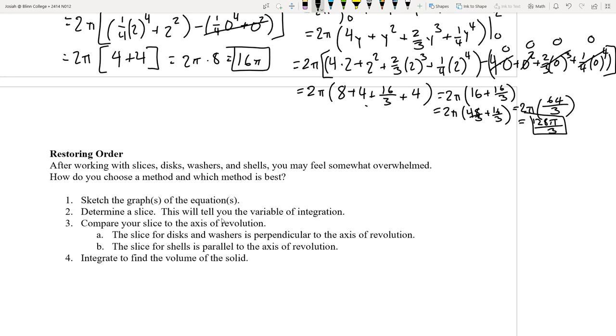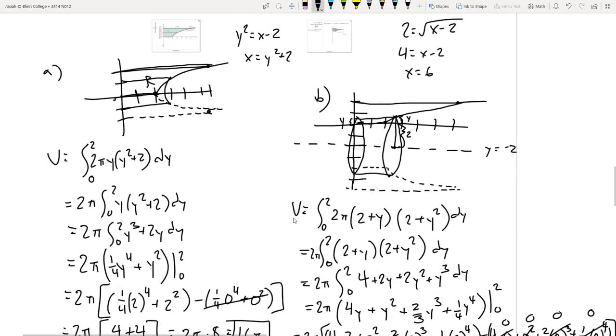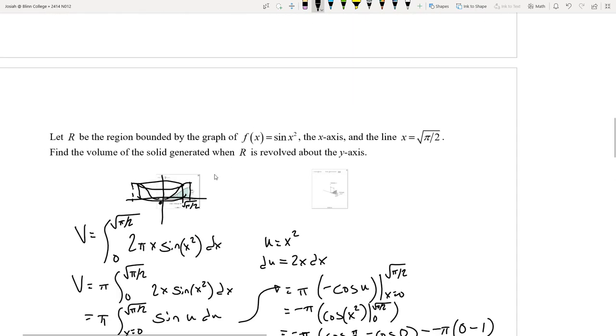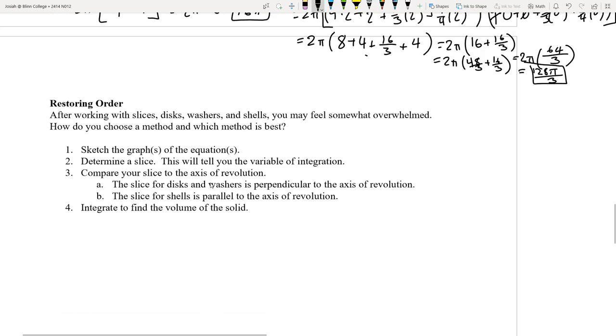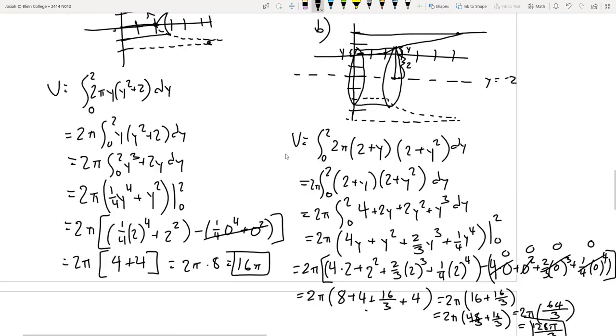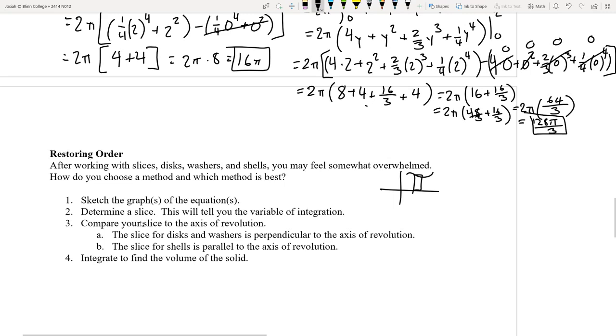This will tell you the variable of integration. If you are making vertical slices, vertical slices always mean x. You can think of it back in first learning about integration: if you're finding the area under a curve, you do vertical rectangles, and that means you're doing x. If you've got horizontal slices, like we have in these two cases, it means your variable of integration is y. So that's what number 2 says.